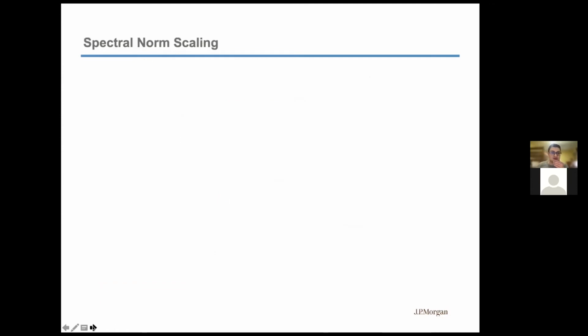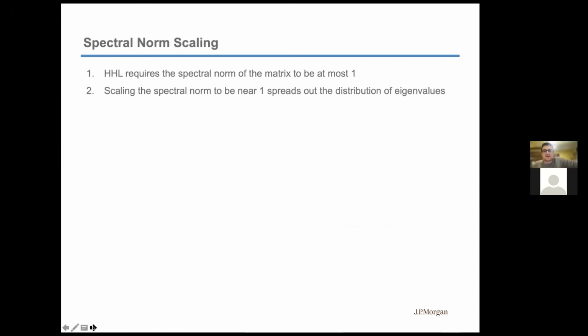The second algorithm which we introduced, which is part of this whole framework but can also be used separately, is the spectral norm scaling technique. As mentioned, HHL requires the spectral norm, which is the maximum absolute value of an eigenvalue, or a singular value in this case, but we have a Hermitian matrix. It needs to be less than 1 because with phase estimation, the eigenphase needs to be less than 1. So we need to make sure there's no wraparound.